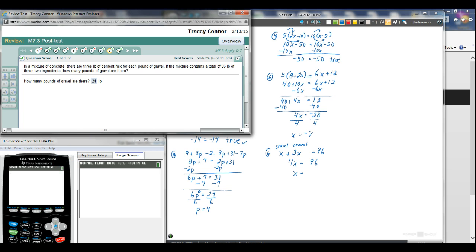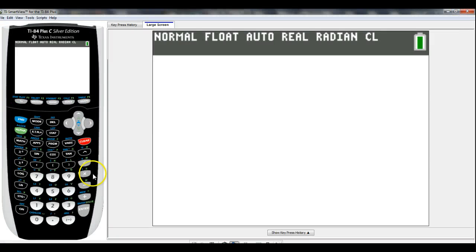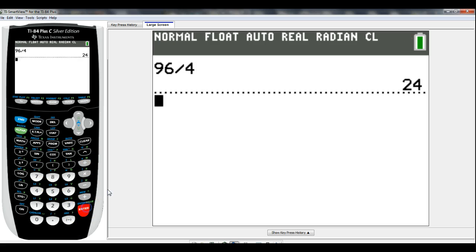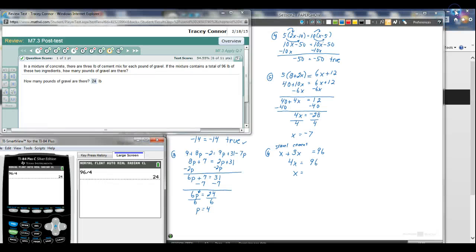And then I might try using my calculator. So if we did 96 divided by 4, and hit enter, and we get our 24. Okay, so x equals 24, and we look back to here and we let our x represent the gravel. So we match that answer.